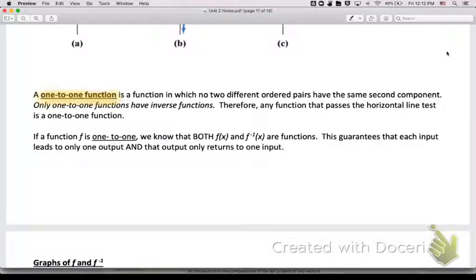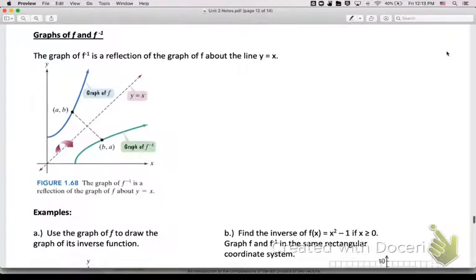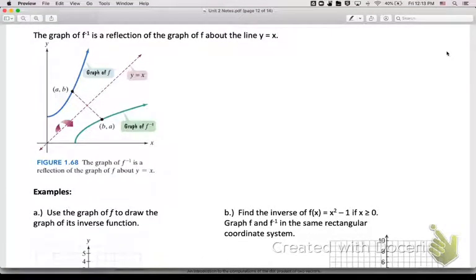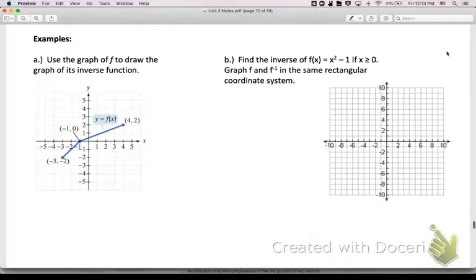Essentially what this means is that if a function f is one-to-one, then both f and f inverse are functions. What does this do? This guarantees that there is one path from each input to the output, and there is also only one path back from the output to the input. And so that's really important. The graphs of f and f inverse are a reflection of each other over the line y equals x. And when you reflect a point over the line y equals x, it simply reverses your ordered pairs. So every point (a, b) on your graph turns to the point (b, a) on your inverse graph. So it makes it really easy to sketch an inverse.